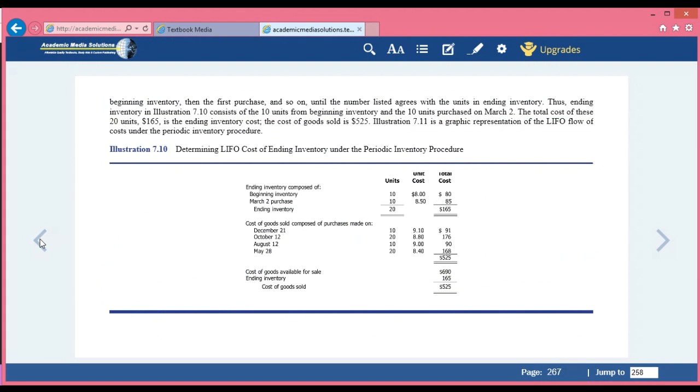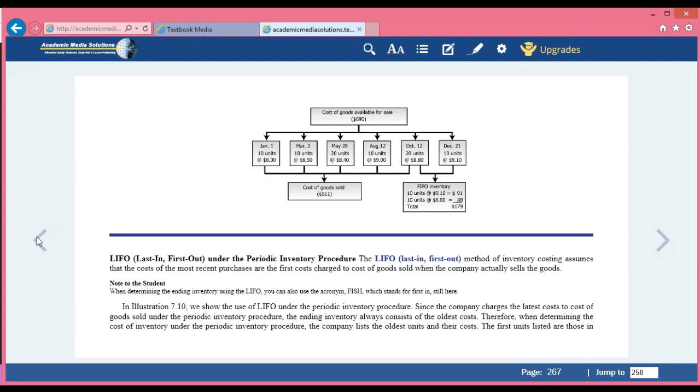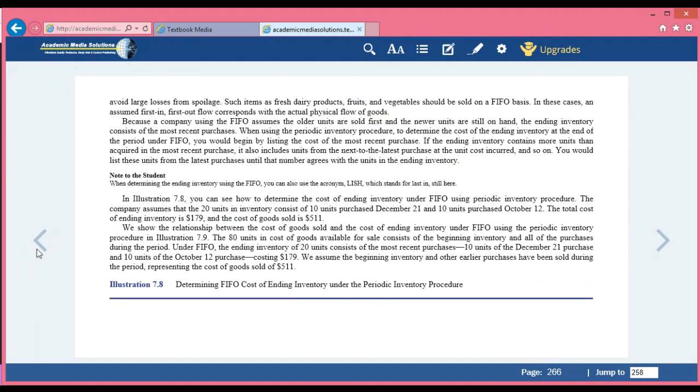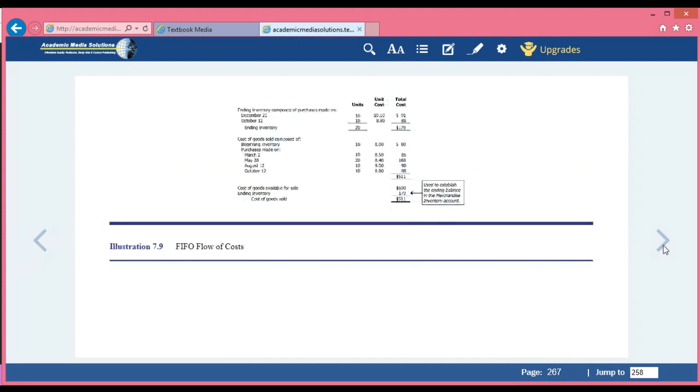Okay, here's periodic. Let's look. That's LIFO, but let's see if I can find a good FIFO one. Okay. I'm trying to see these numbers clearly if I can. These just aren't real great illustrations here, and I apologize for that.